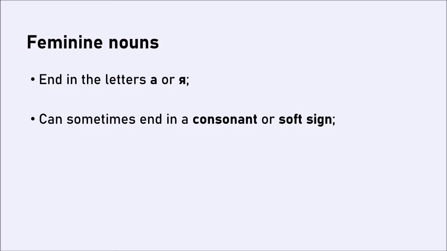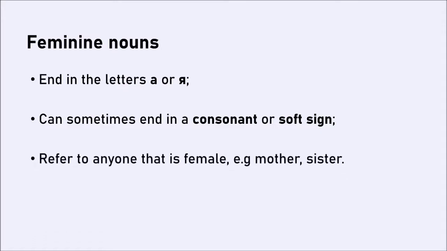That also happens. But the general rule is that masculine nouns end in a consonant, whilst feminine nouns end in these letters, okay? And likewise, they also refer to anyone that is female, so a mother, a sister, or any other proper noun which is feminine. We've seen all of these words before. Улица, вода, аптека, мама, okay?